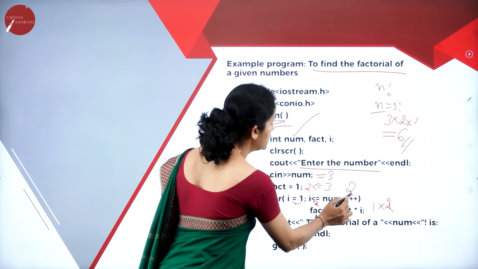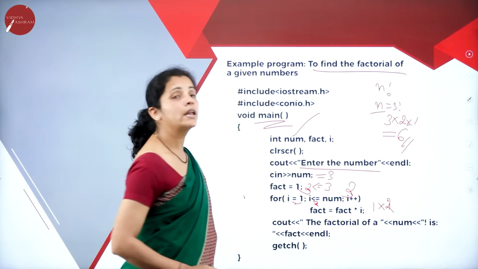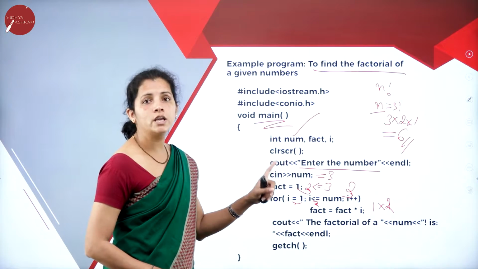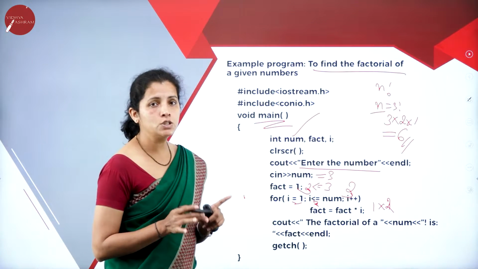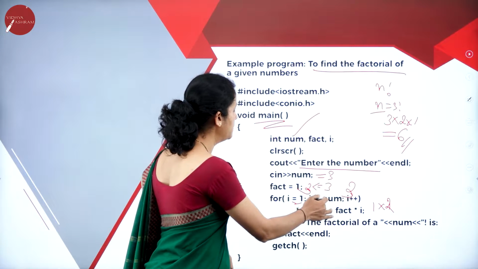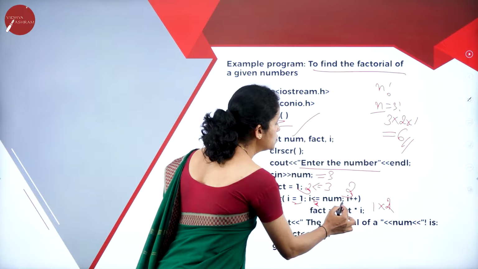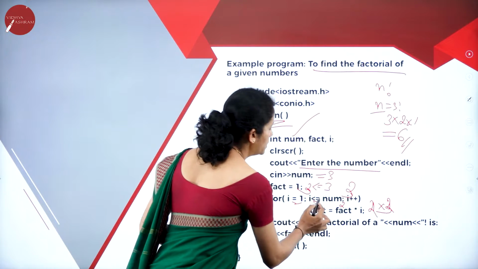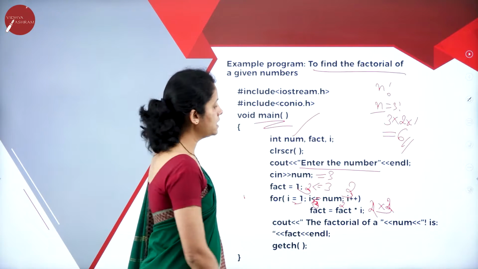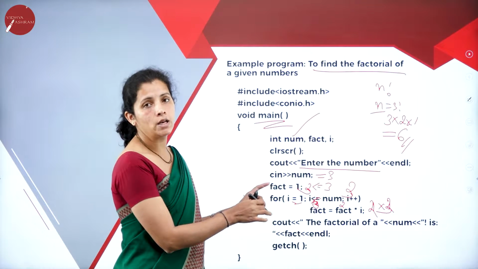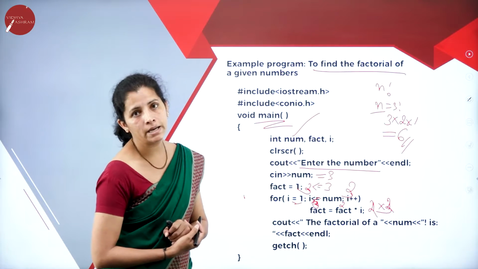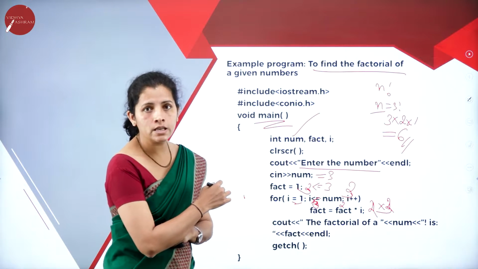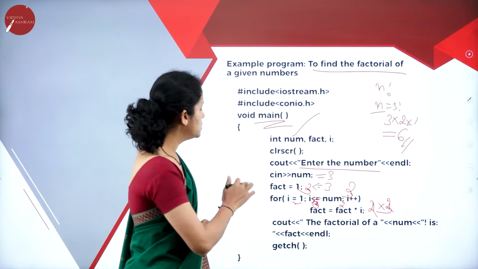Now i is 3. So 3 less than or equal to 3. See here, it is 3 less than or equal to 3. The condition is true. So what's going to happen? Fact is 2. 2 into 3. What is the answer? It is 6. Now fact holds the value 6. Now i is incremented by 1. i is 4. 4 less than or equal to 3. The condition fails.